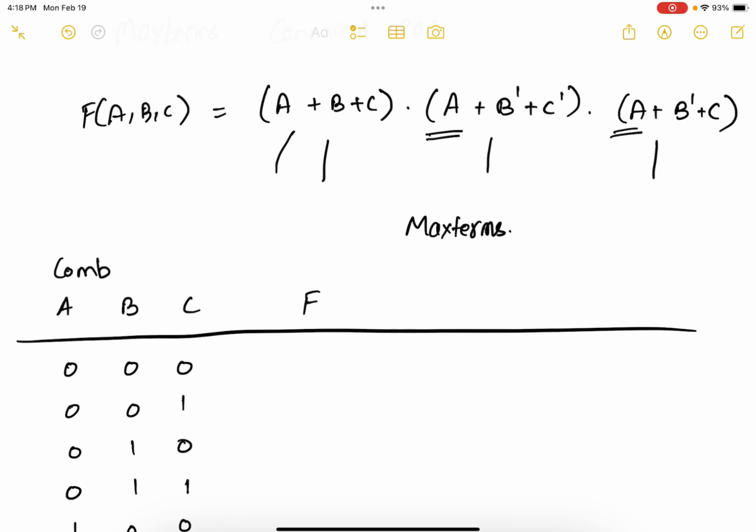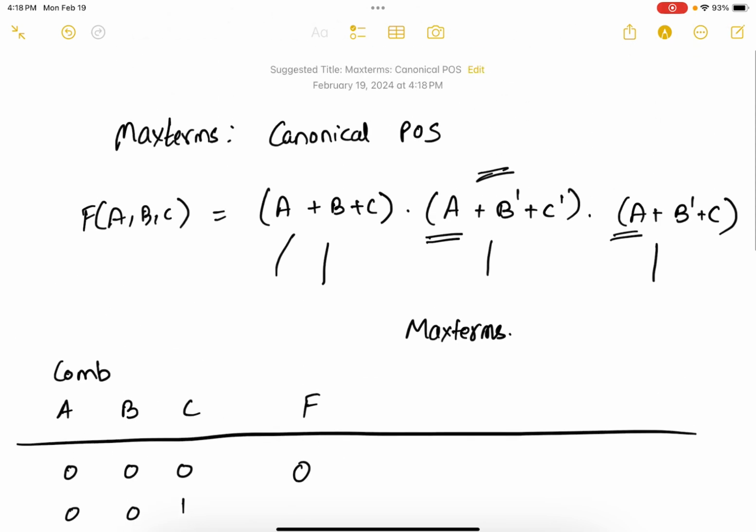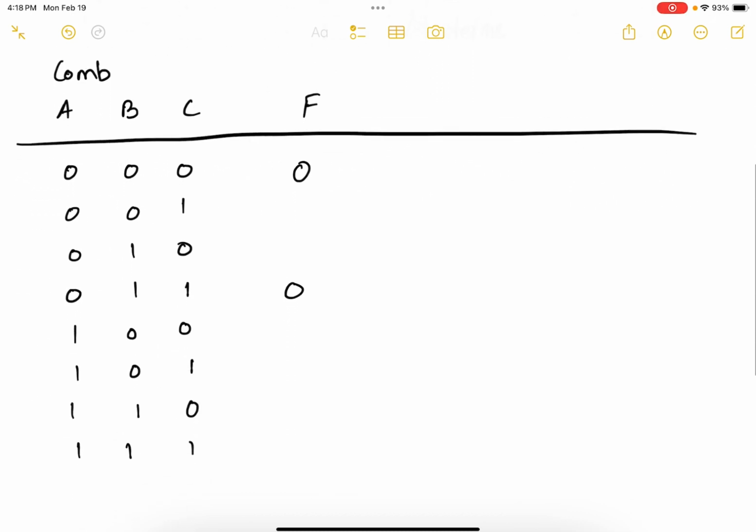So your F is a 0 when A, B, and C are zeros. Similarly, if A is a 0, B is a 1, and C is a 1, then this term is a 0. Similarly, when A is 0, B is 1, and C is 0, then we have the function to be a 0. So that's A 0, B 1, and C 0. And for the rest of the combinations, your function is going to be a 1.